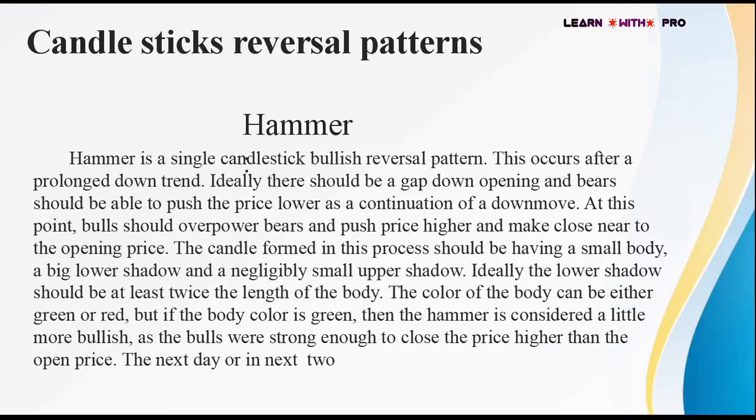You know that a bull is a buy candlestick, and a bear is a sell candlestick. That means buy and sell positions. The bulls push the price higher and make the close near the opening price. The candle shall have a small body, a big lower shadow, and a negligible small upper shadow. Ideally, the lower shadow should be at least the length of the body.